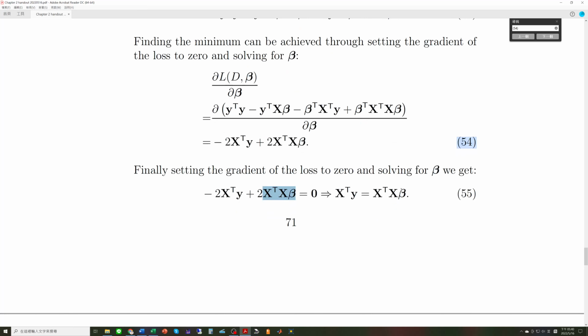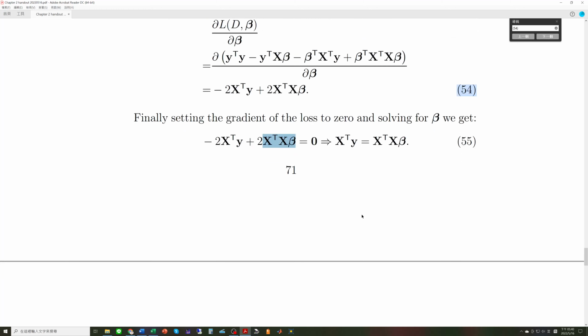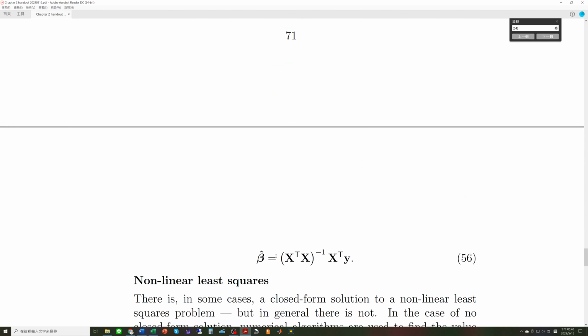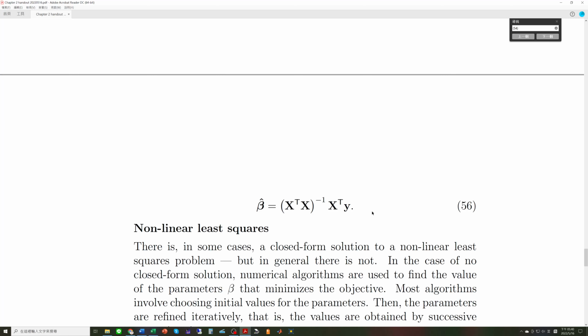Let us solve for beta. Let us multiply both sides of this equation by x transpose x inverse. Then we get beta hat is equal to x transpose x inverse x transpose y. So this is the linear least squares case.